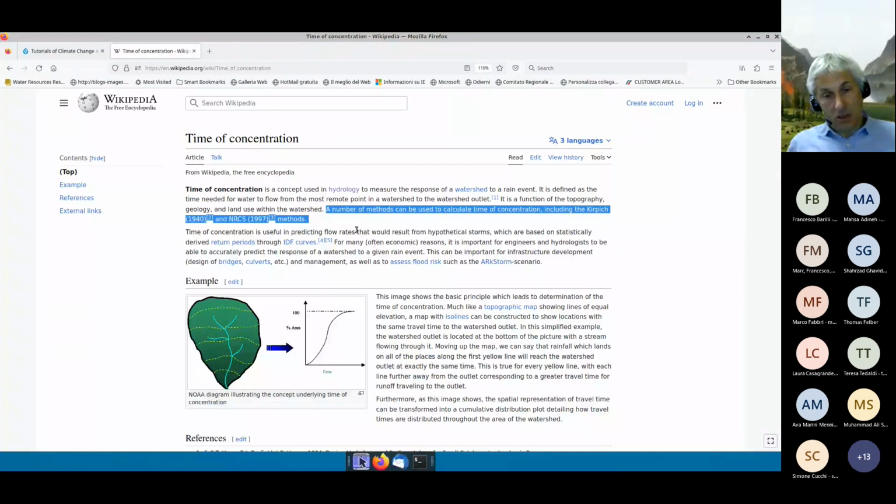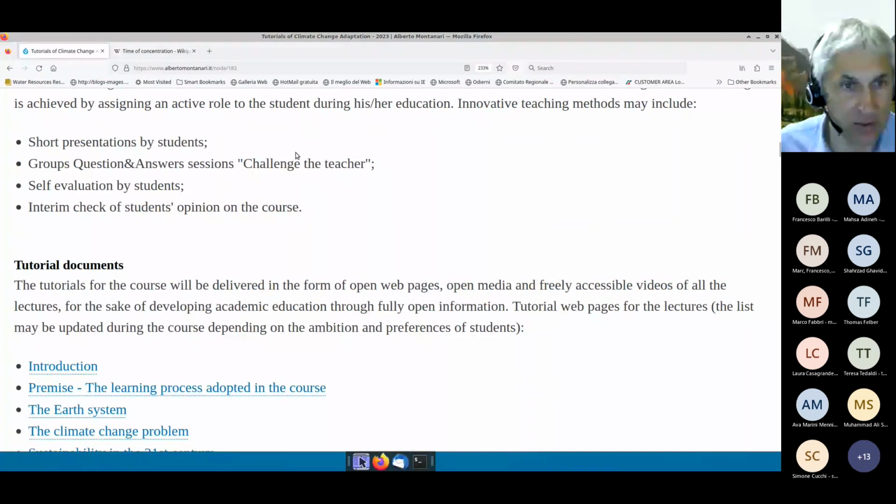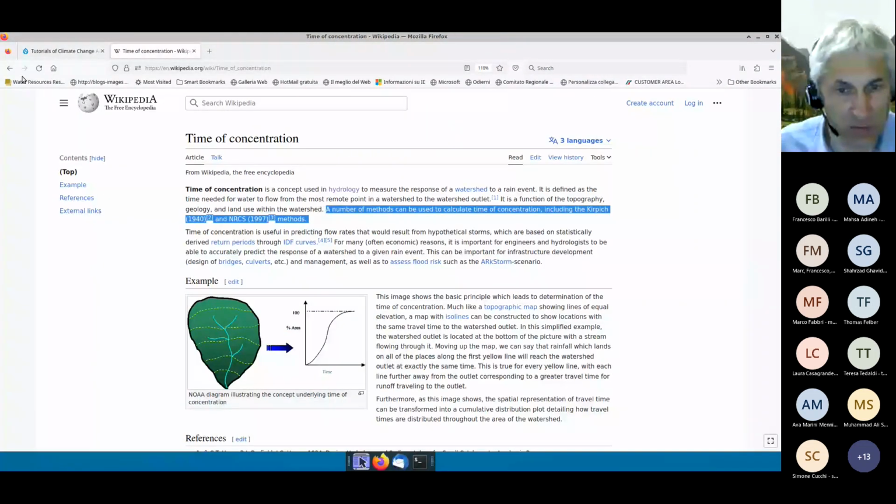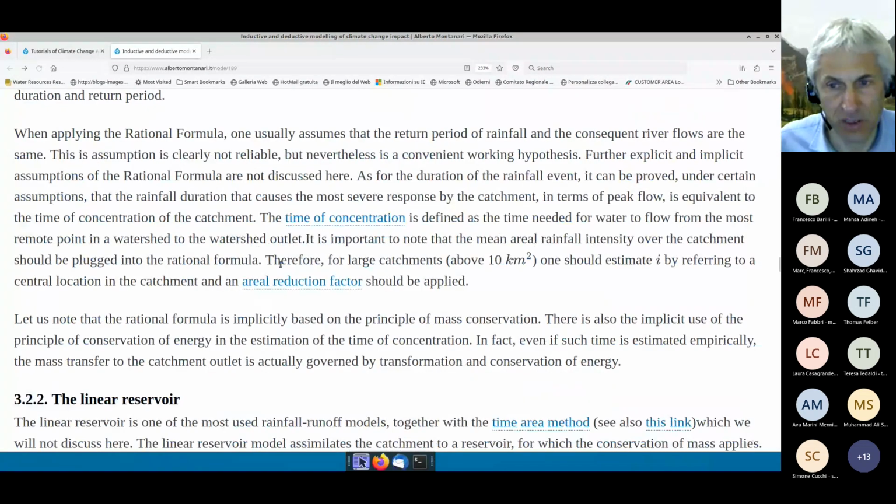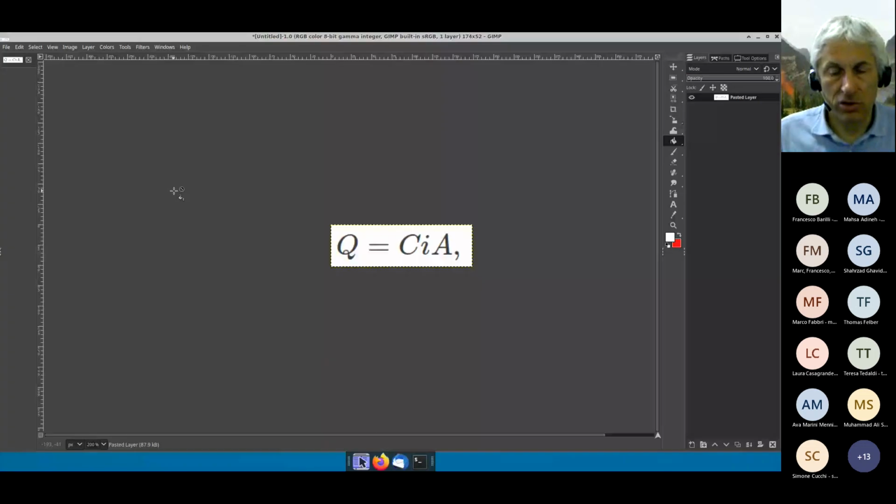Good. Okay, so let's go back to the rational formula then. One second, I need to go back to the web page first. Perfect. So I think we cleared everything up.